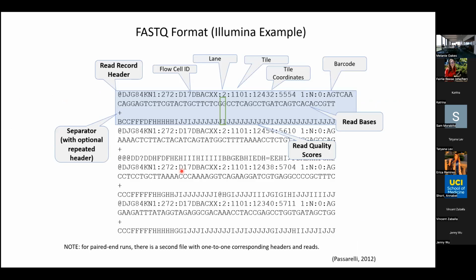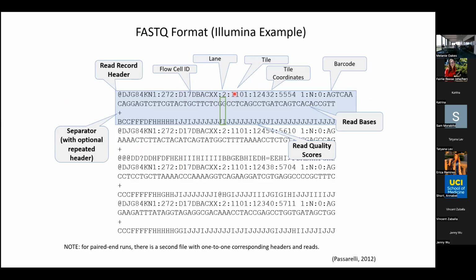So this is what a FASTQ file looks like. You've probably seen this before. The interesting thing would be, this is the flow cell ID right here. And this is what lane it was on. So if we have 4 lanes, it would be 1 of 4.